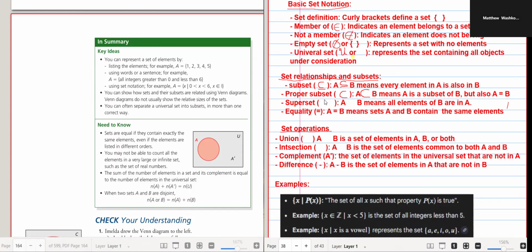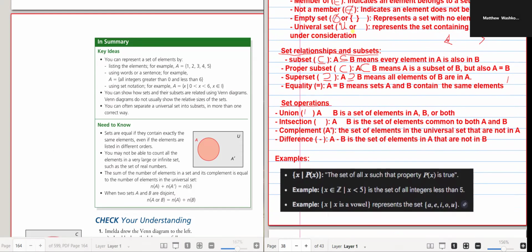A superset is just this backwards C with an underline through it. So A superset B means all elements of B are in A. So it can go both ways. Think of the alligator, like which way is the alligator going for? It's kind of the same thing. You can draw little teeth in there if you want. And then equality is just an equal sign, right?